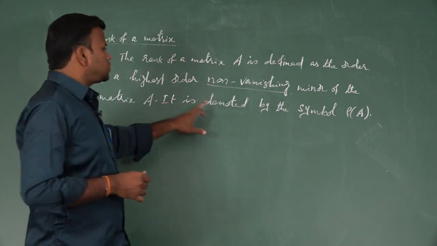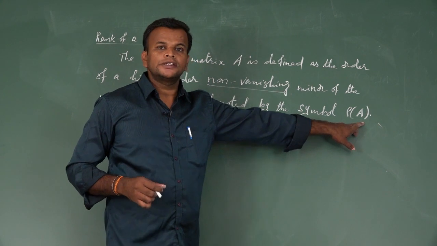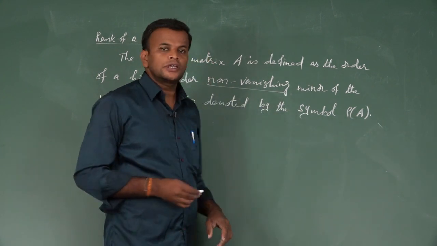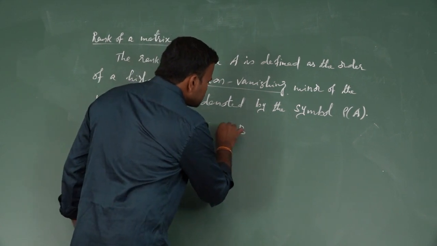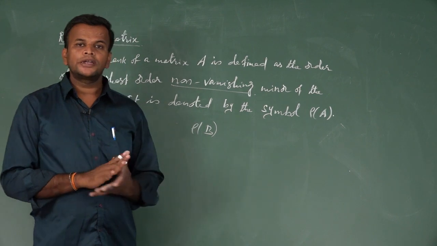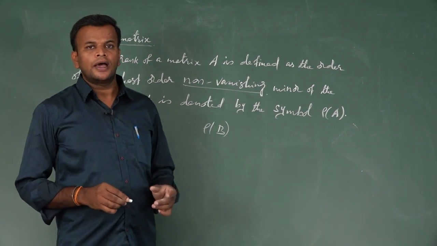It is denoted by the symbol rho of A, which should be read as rho of A. The given matrix is A, whose rank is denoted by rho of A. Suppose the given matrix is B, whose rank is denoted by rho of B. Actually, the rank of a matrix is nothing but the number of non-zero rows. I will give an example.